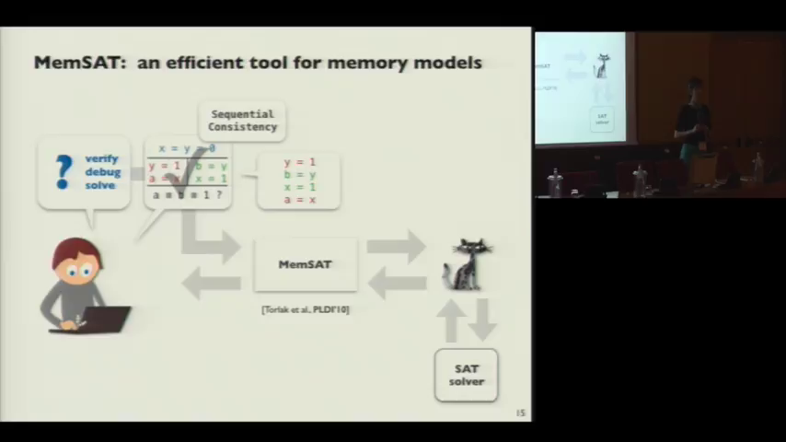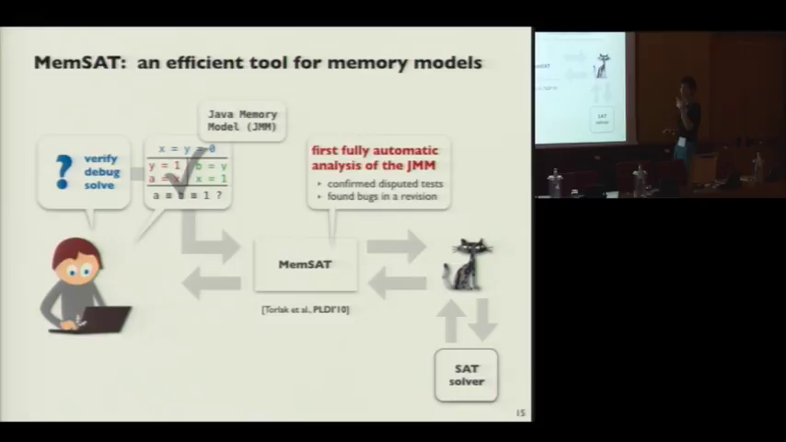Now, reasoning about memory models is really difficult. Getting them right, writing them down is really difficult. The thing that MemSAT did, which was unique, so there are many tools for verifying that a memory model, this set of rules, actually allows or disallows the behaviors of the litmus test as specified. The thing that MemSAT was able to do is apply this kind of reasoning to complex programming language level memory models, including the Java memory model. It was the first tool, and I believe still the only one, to automatically verify the Java memory model against its litmus tests. So it confirmed some of the tests that were disputed.